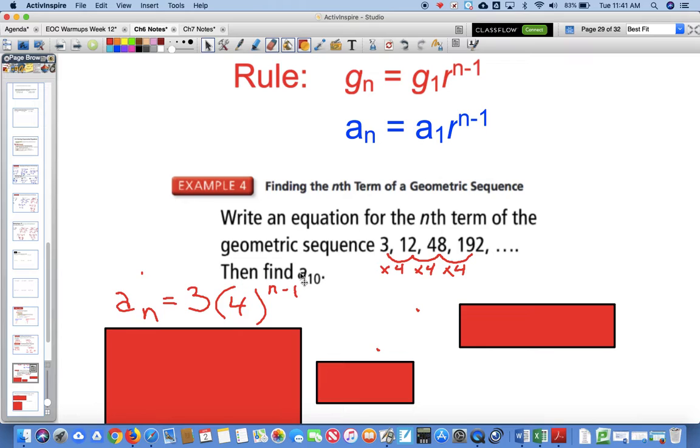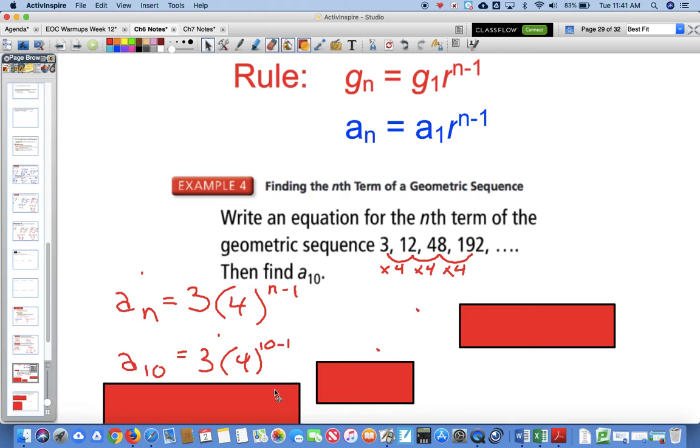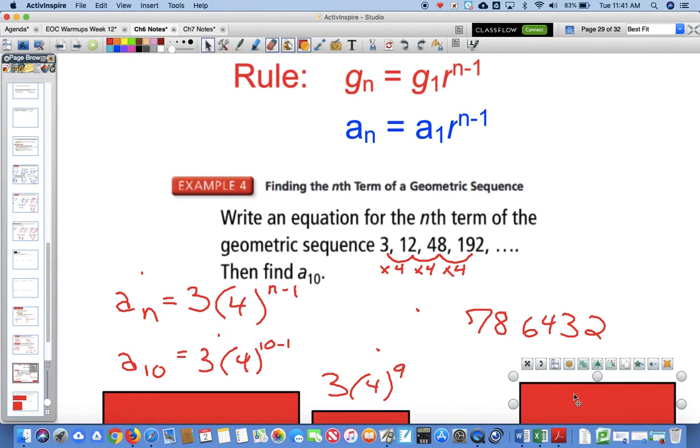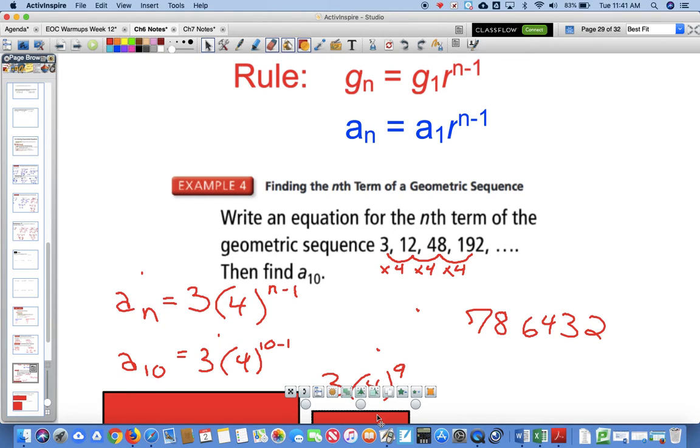Now there's a follow-up question. Find A10, or it could be G10. That's asking you to find the 10th term. So I could keep multiplying by 4 until I get to the 10th number, or just plug 10 in. So plug 10 in there, do the powers first. Don't multiply first. Remember, powers before multiply. So do 4 to the 9th times 3, or put all that in your calculator. You should get 786,432.